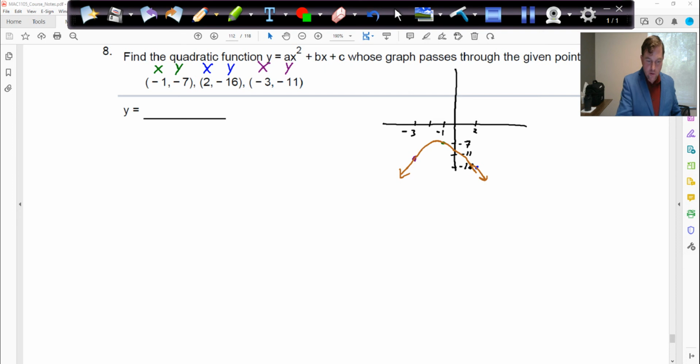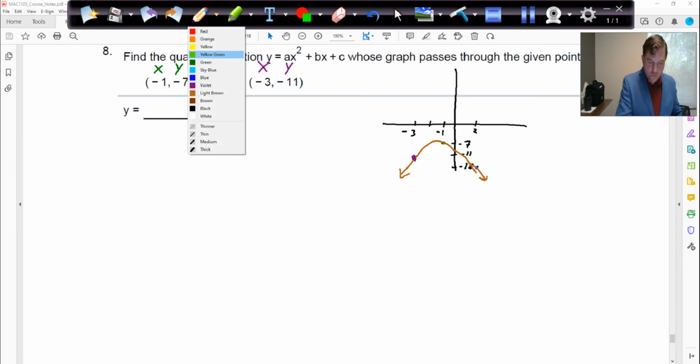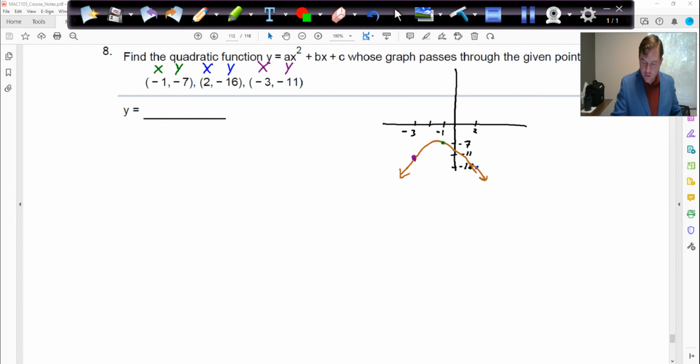So there's some parabola that's going to touch each of these dots, and we have to solve it with those 3 points. Okay, well, we're going to plug those points into this equation. This is the general form of the parabola: y equals ax squared plus bx plus c. But we're going to replace each x with the first number and each y with the second number.